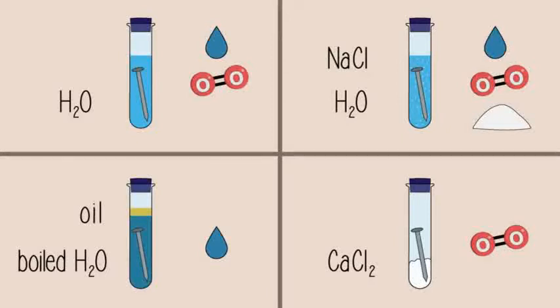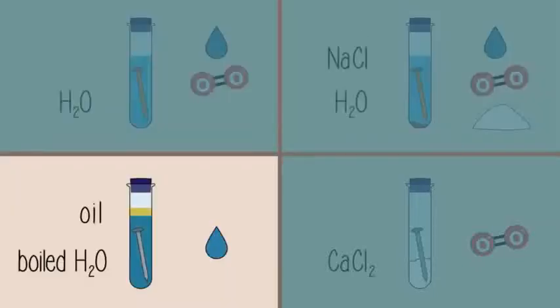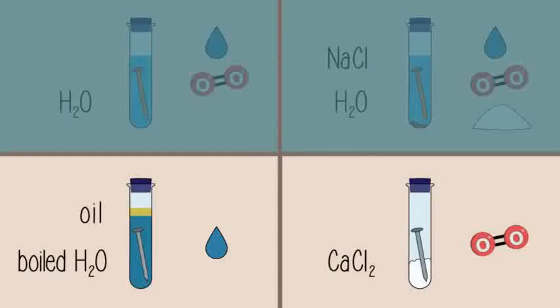You will find that the nails in the first and second test tubes have rusted. In particular, the nail in the second test tube has rusted more than the nail in the first test tube, and the rust has likely flaked off. You may see a reddish-brown precipitate at the bottom of these tubes. The nails in the third and fourth test tubes have not rusted.